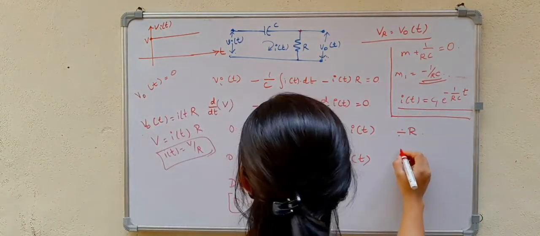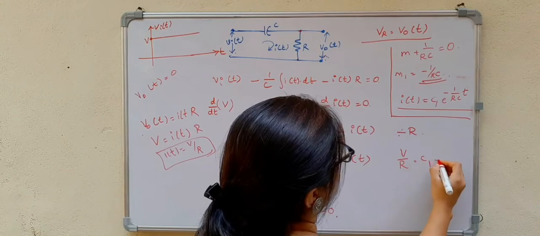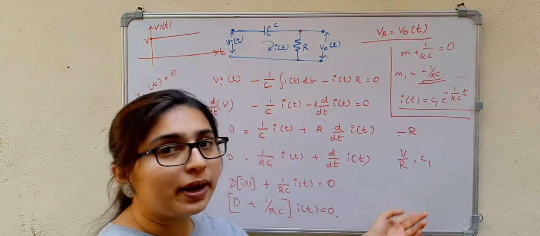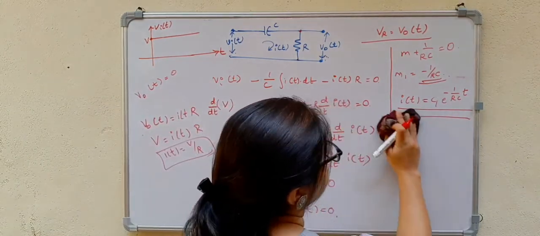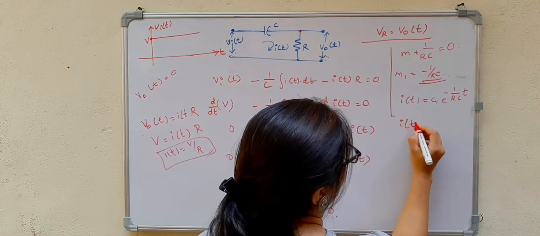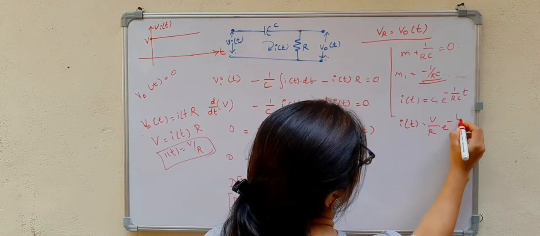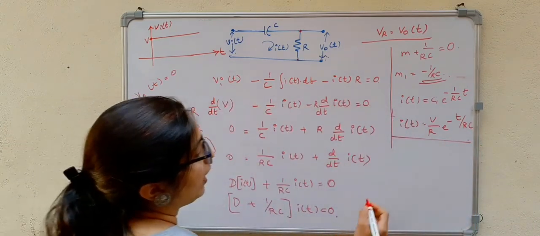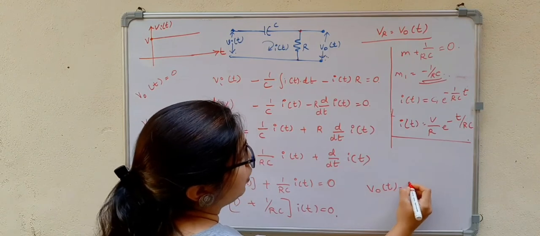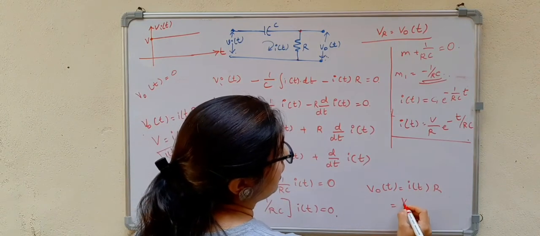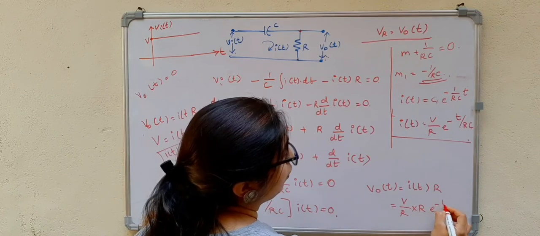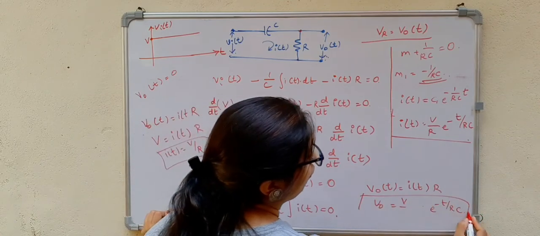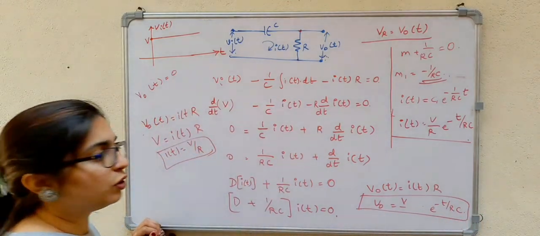So at t is equal to 0, we can write V by R is equal to C1 e to the power of 0, that is equal to 1. So C1 will be equal to V by R. So we found the value of C1. So we can write i(t) is equal to V by R e to the power of minus t by RC. Now we can write the output voltage is equal to i(t) into R. So this can be written as V by R into R e to the power of minus t by RC. So R and R get cancelled. So this will be the value for the output.